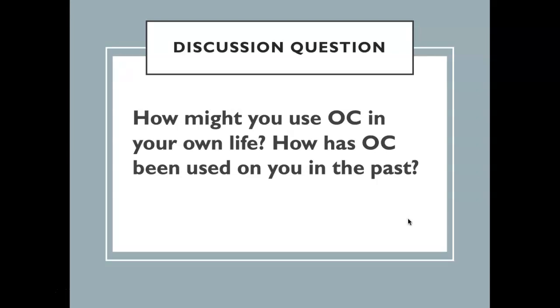Or maybe you did really well on your report card and your parent decided to take you out for a celebratory meal. They're adding something pleasant in the hopes that you'll continue performing well. These are all examples of operant conditioning.